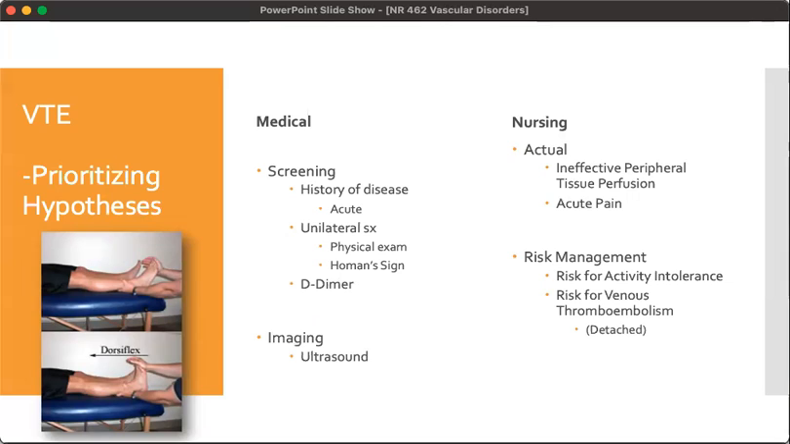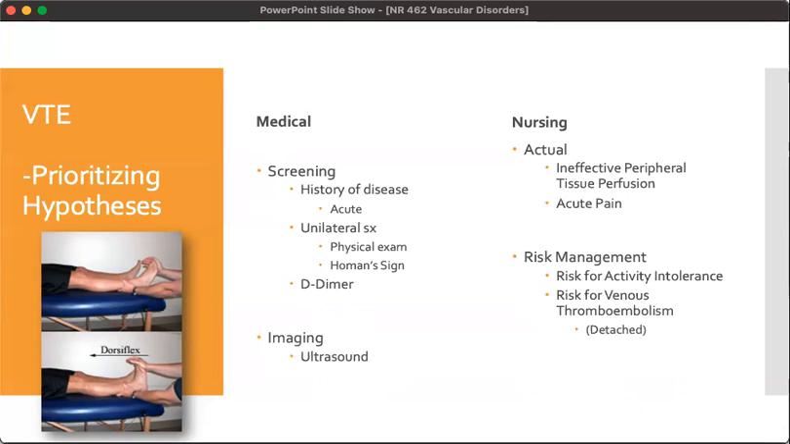So prioritizing hypotheses. On the medical side, screening is a big thing. We're looking for history of disease, especially wounds or use of medications that can lead to an acute blood clot. Then we're looking for the physical exam symptoms, so unilateral leg swelling, erythema, heat, that kind of thing, and a D-dimer. These are great screening tools to help us identify, is this patient probably having a blood clot, or should we be chasing something else?